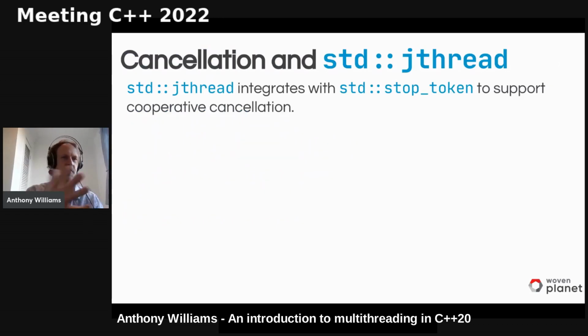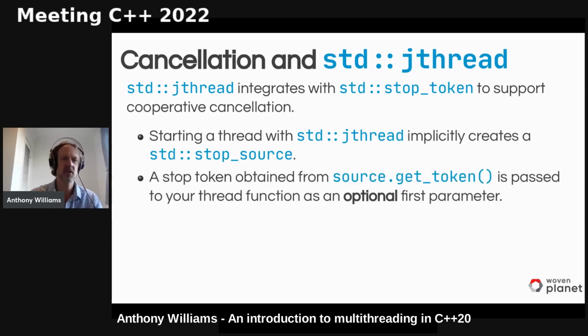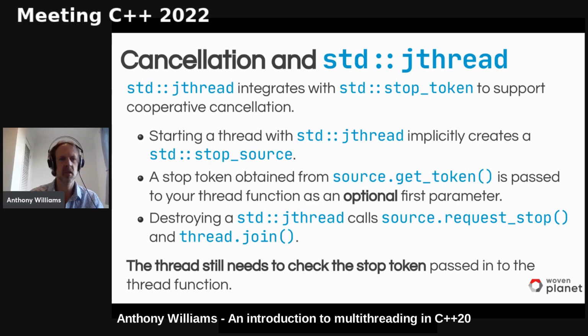So that's the first way that cancellation integrates with Jthread, because it integrates with the stop token support directly. We implicitly create this stop source, which is then passed as the first parameter to the thread function. And then we have the destructor that calls request stop before then calling join. But again, it's cooperative. You still need to check the stop token, because if your thread function either doesn't take a stop token or takes one but doesn't check it, then nothing happens. That cancellation is cooperative, and if you don't cooperate, you don't get it cancelled.